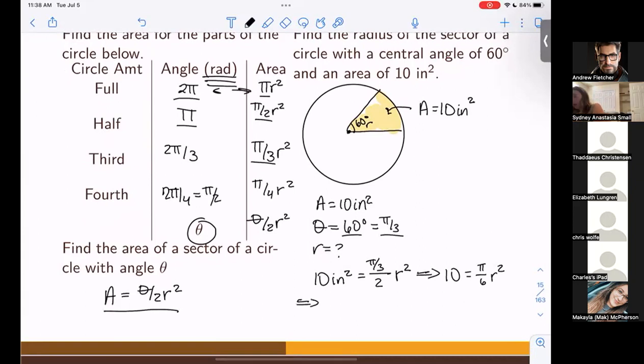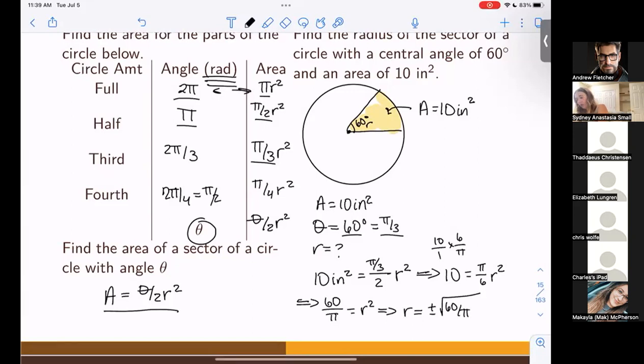This gets us, by using some fraction division, to 60 over pi, because I just had to invert and multiply. I did 10 over 1 times 6 over pi. That's how you do division: you take the second fraction and just flip it upside down. So I got 60 over pi is equal to r squared. And now I just need to take the square root to get r. So r is equal to plus or minus the square root of 60 over pi.